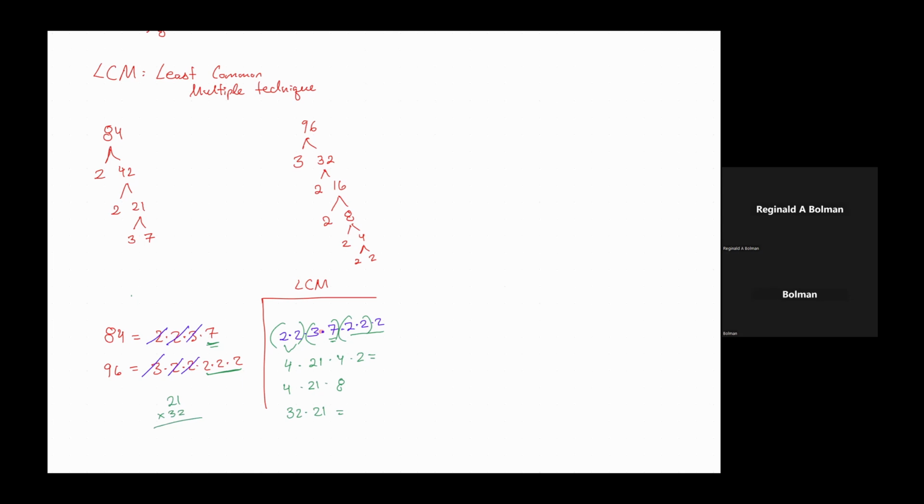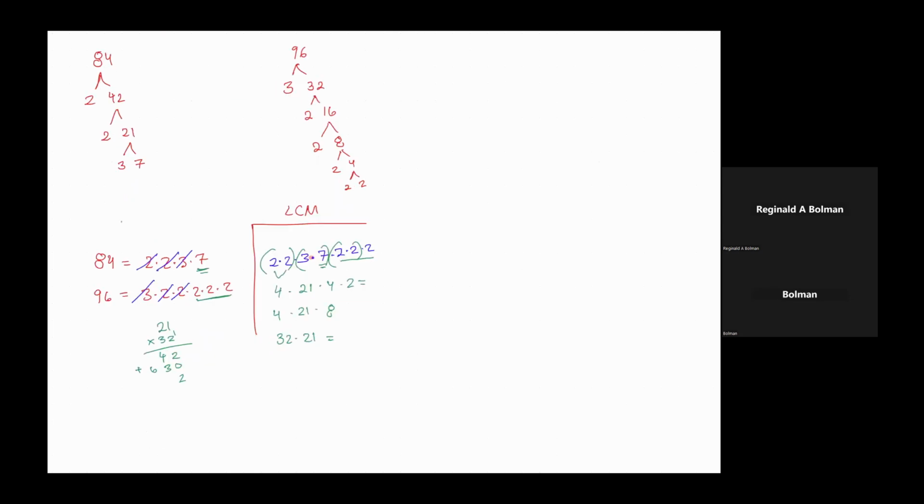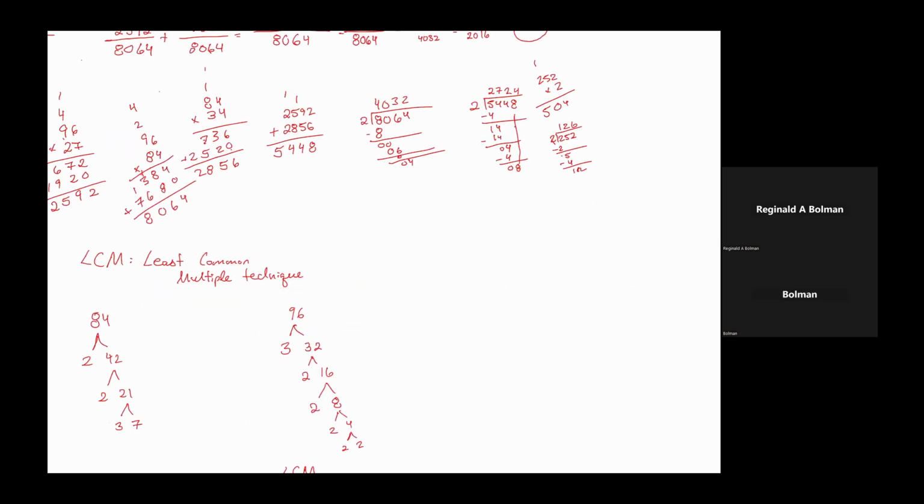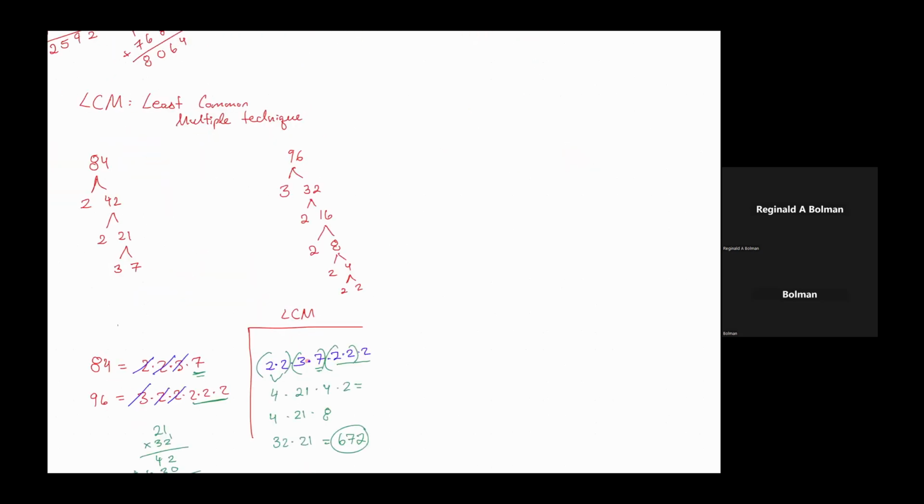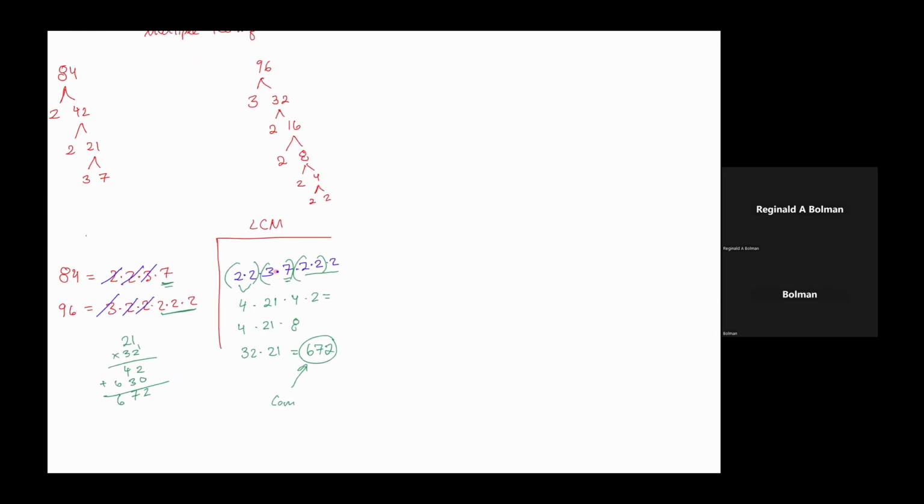2 times 1 is 2. 2 times 2 is 4. Drop your 0. 3 times 1 is 3. 3 times 2 is 6. Add everything together. 2 plus 0 is 2. 4 plus 3 is 7. And you have a 6 remaining. So you get 672. And this is your goal. This will be the common denominator for your two fractions.